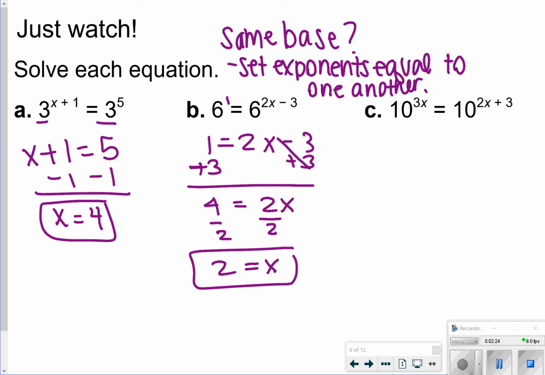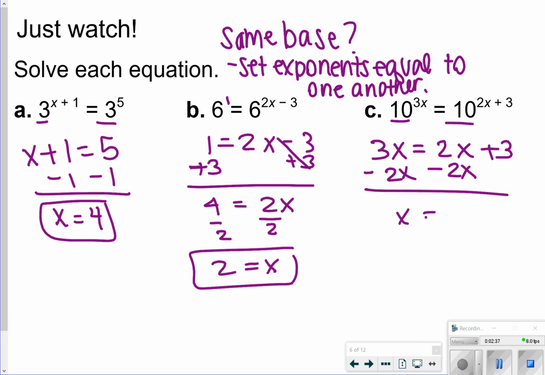And then same thing is true for letter C. I have both 10s as my bases, so I can say 3x is equal to 2x plus 3. I'm going to get all my x's to the left side here because that'd be the easiest to solve for x. So x is equal to 3 for letter C.